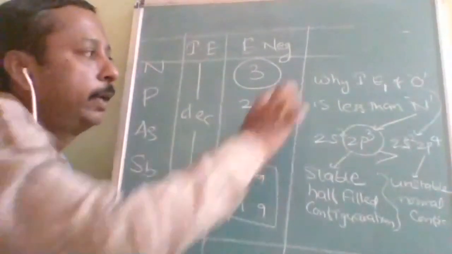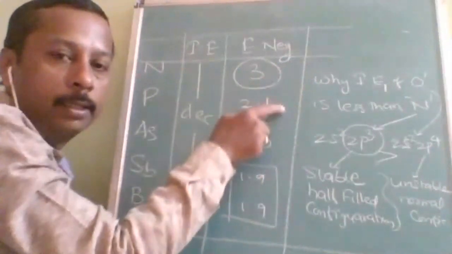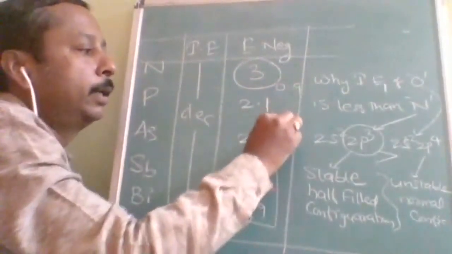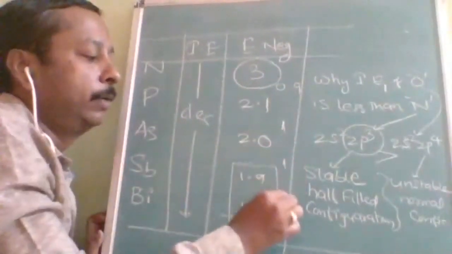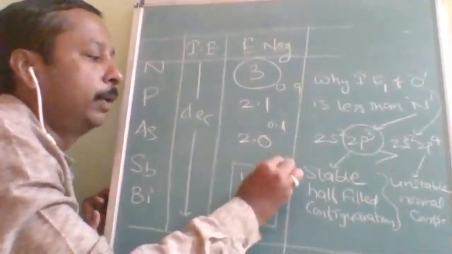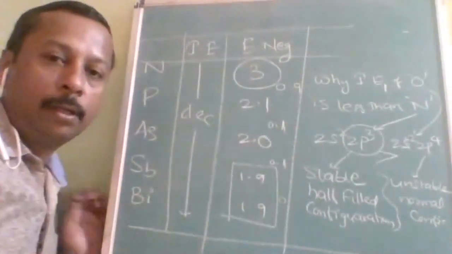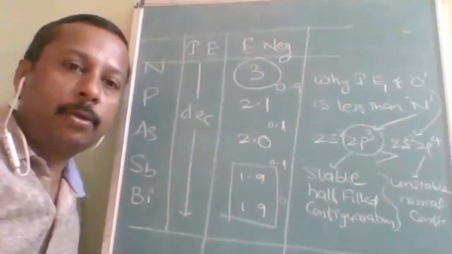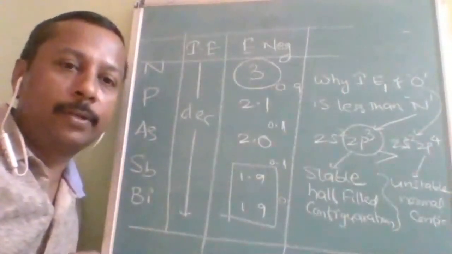See, the decrease is very large here. Here there is a difference of how much? 0.9. But here the decrease is only 0.1. Here the decrease is only 0.1, and here it is 0. Understood? Down the group electronegativity decreases, but the quantity of decrease also decreases.